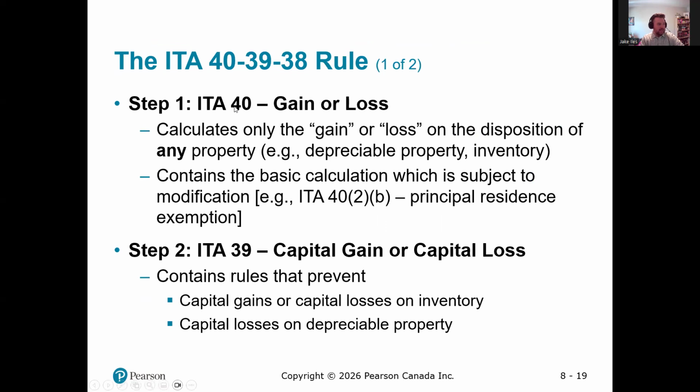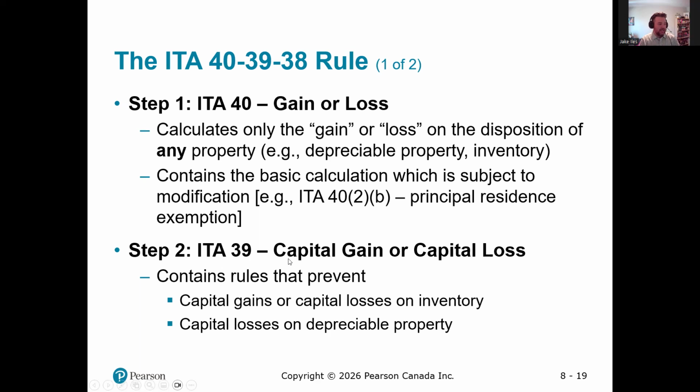So Tax Act, so we have the 40, 39, 38 rule. I'm going to go through this quickly. I don't think we test you on this specifically. It's just kind of understand what the Tax Act is doing. So Income Tax Act 40 discusses the calculation related to gain or loss and how disposition's treated. This contains the basic calculation saying proceeds minus cost minus expenses and outlays.